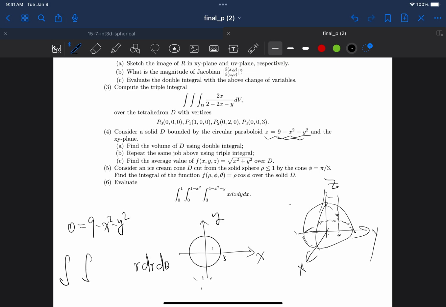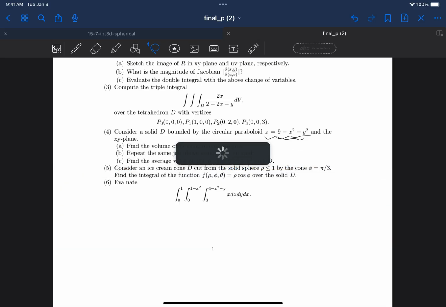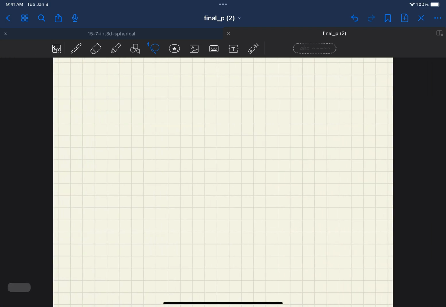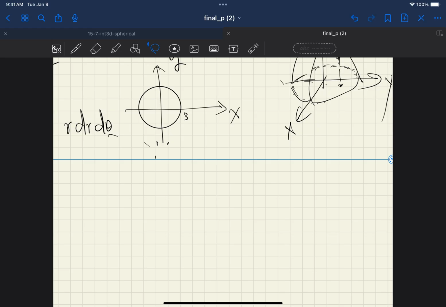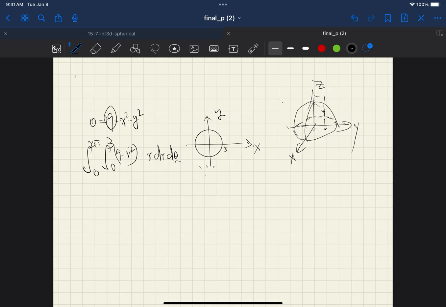So it is r dr d theta, and this is z. Z is 9 minus x squared minus y squared, which is 9 minus r squared, right? And theta is rotating from 0 to 2 pi, 360 degrees, a whole circle. And r is 0 to 3, because 9 means 3 squared. So that gives me the formula for A. This is for A.